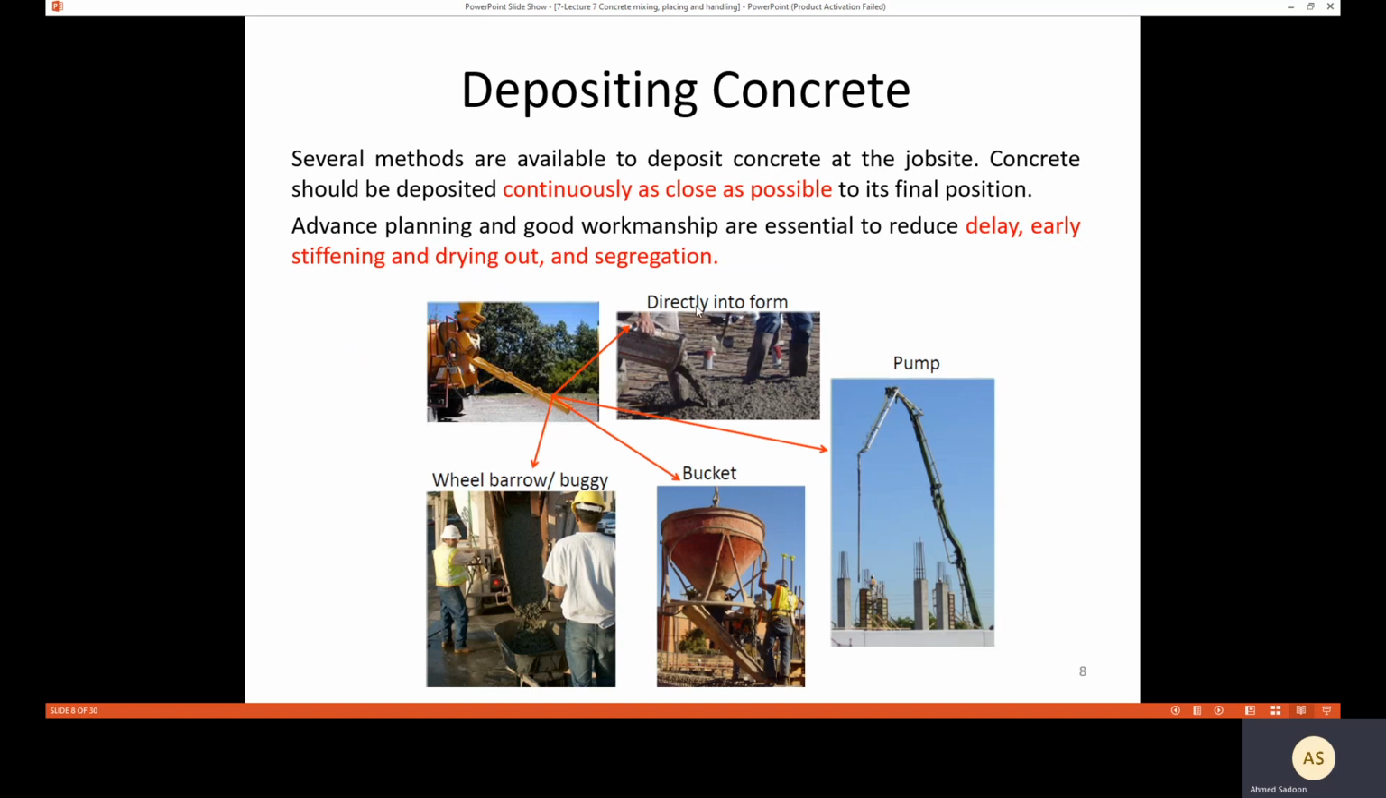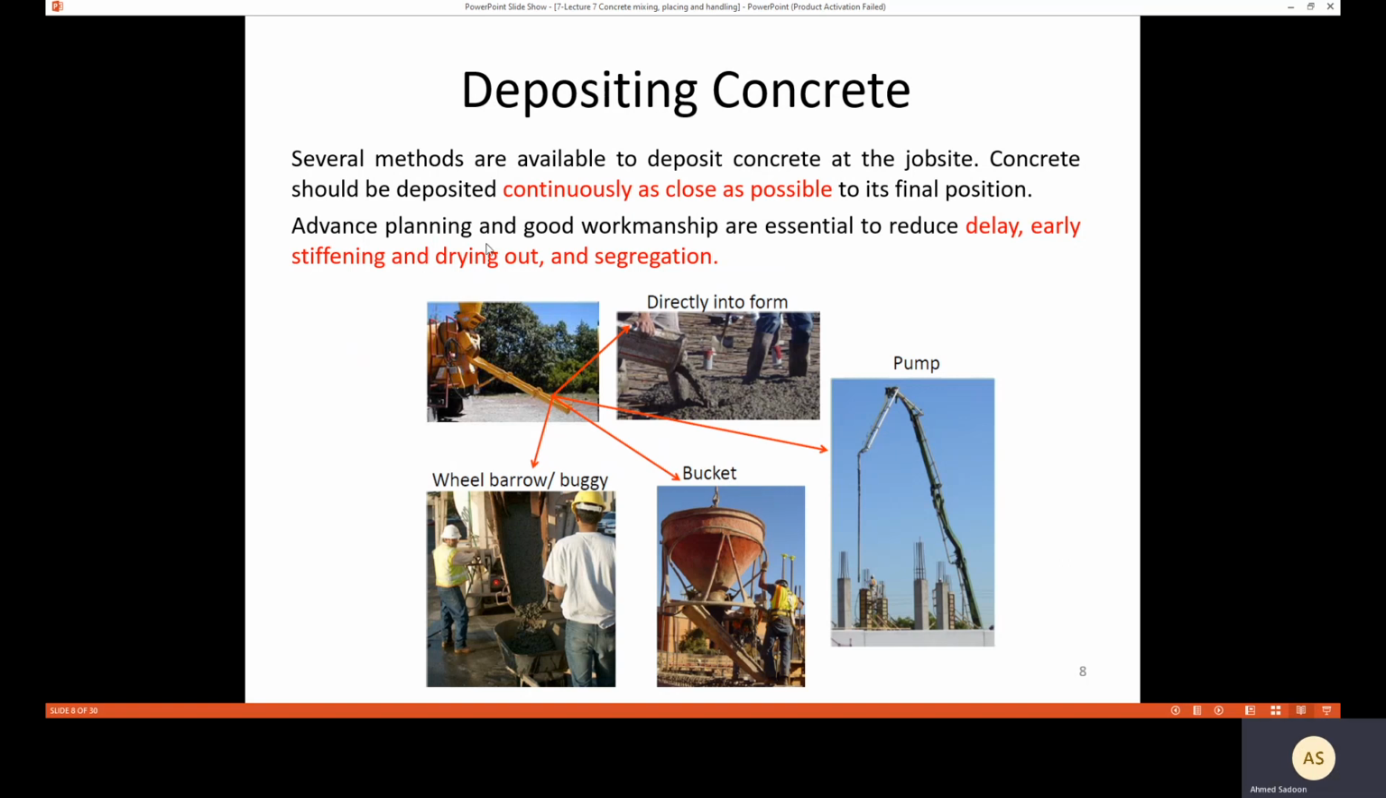It could be directly into the form like this one, or we could use the wheelbarrow. We are going to put the concrete in the wheelbarrow, or we can deliver the concrete using the bucket, this one, or we can deliver the concrete using the pump. And in all these cases, we should deposit the concrete continuously. We should not stop. And this distance should be as close as possible, because segregation is going to take place.